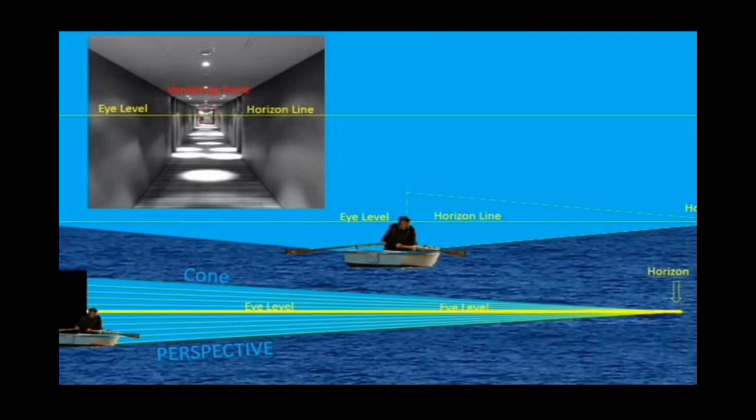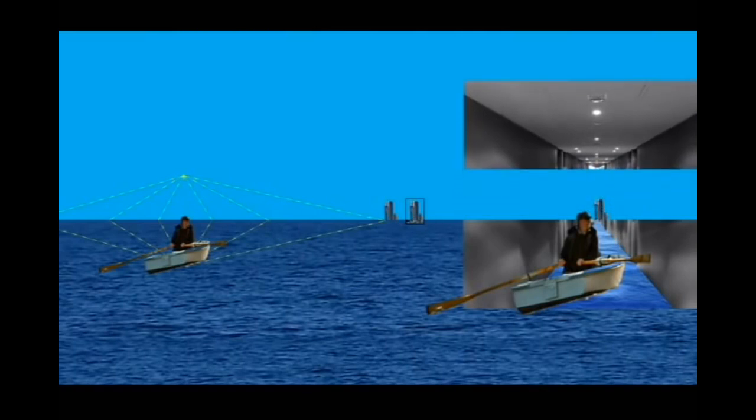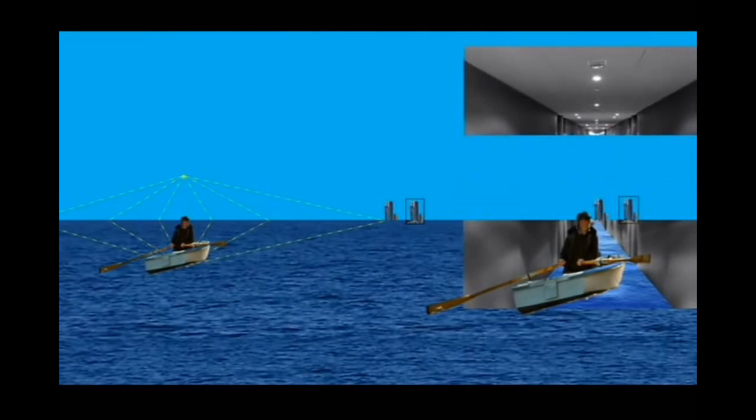That's perspective. Here's another one with the guy in the boat. Whether he's in the hallway or out on the ocean, the ground plane angles up to your eye position, and so you can't see any ground past that point once it intersects with your eye height. So items or objects beyond the horizon will be blocked, especially the ground, and the lower portions of objects beyond the horizon will have their bottoms blocked from view.